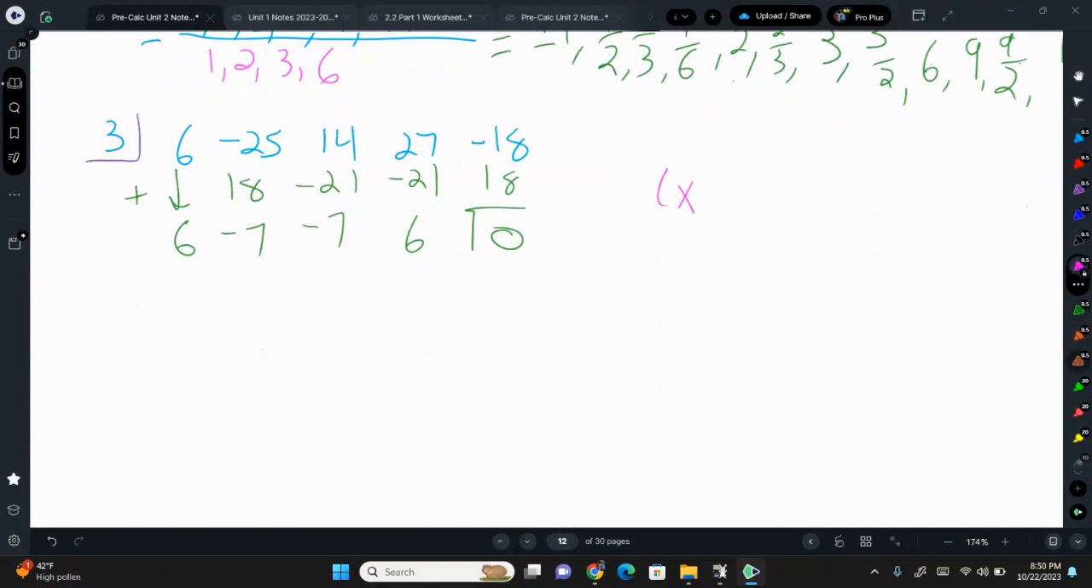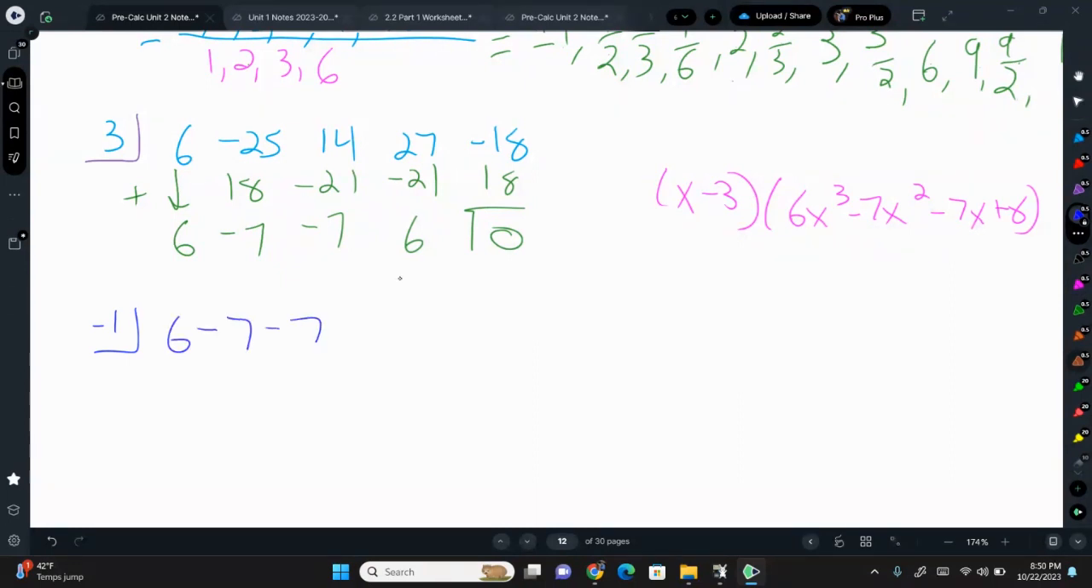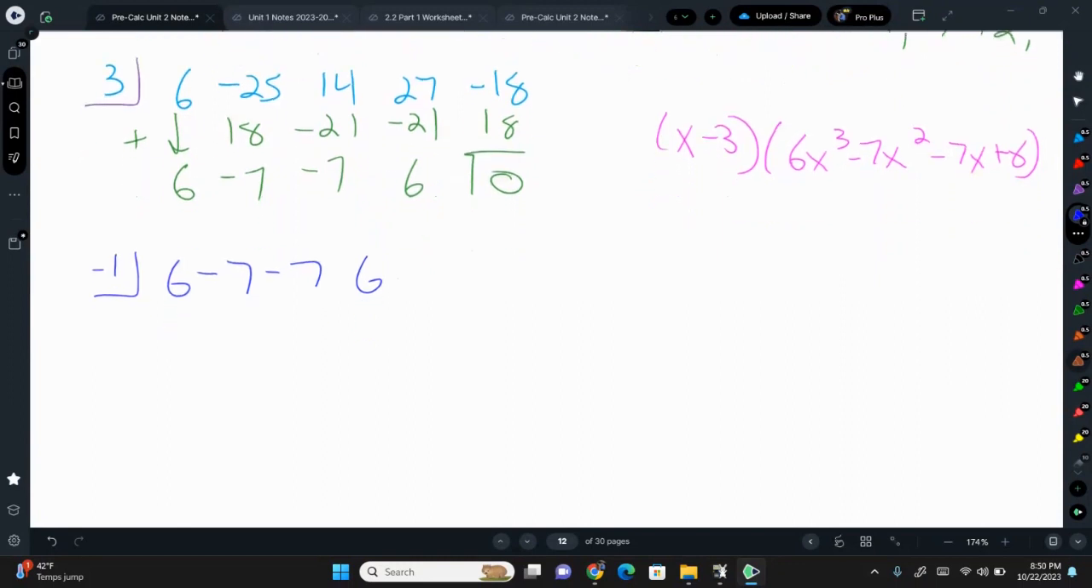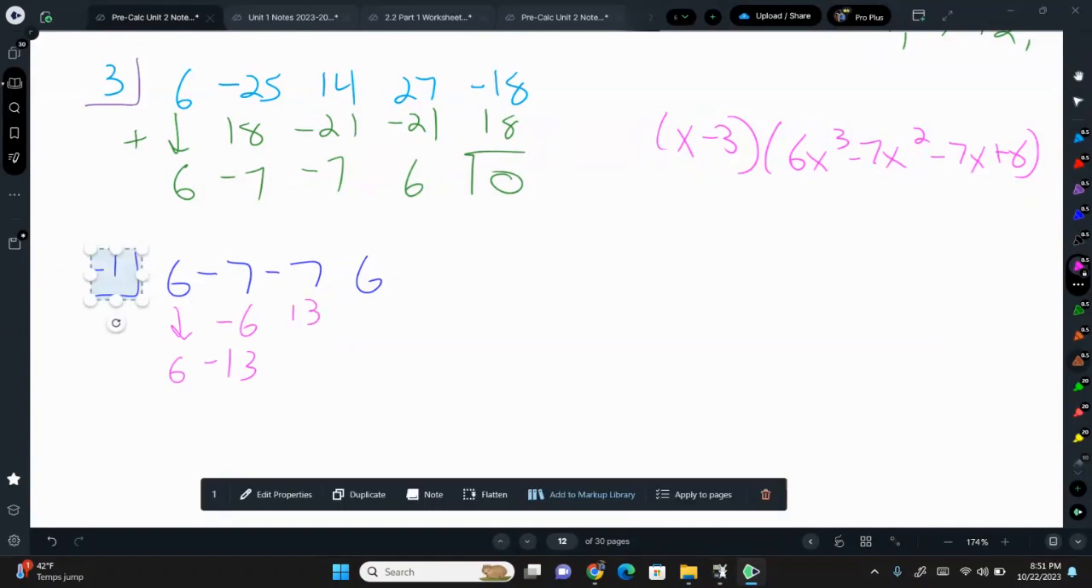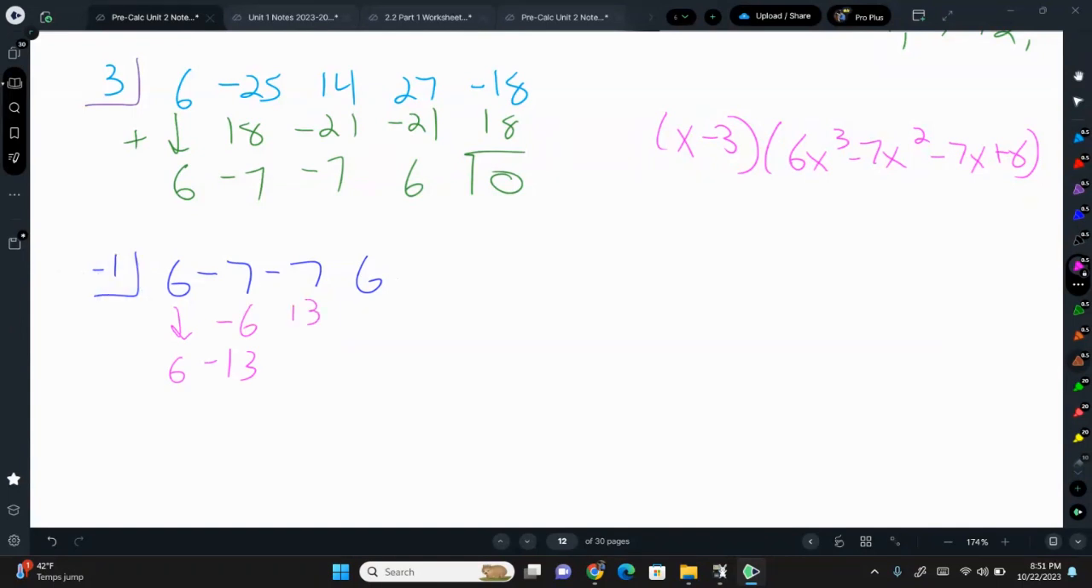So I'm going to write that over here. x minus 3 is a factor. And then we are going to do synthetic division with the rest. So let's try now -1. And then 6, -7, -7, and 6. So we'll bring down 6. 6 times -1 is -6. Add those, you get -13. -13 times -1 is +13. Add those together, you get positive 6. 6 times negative 1 is negative 6, which gets us 0.